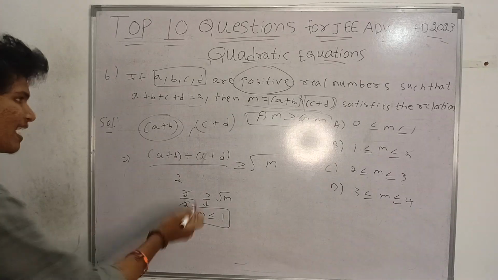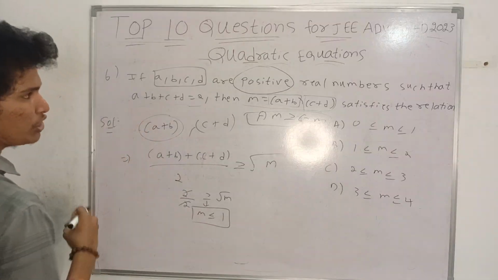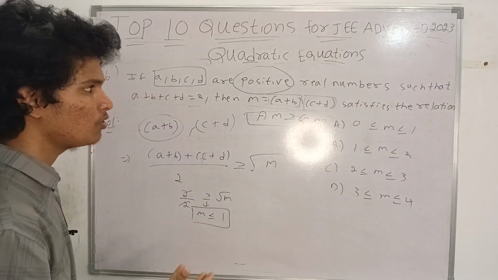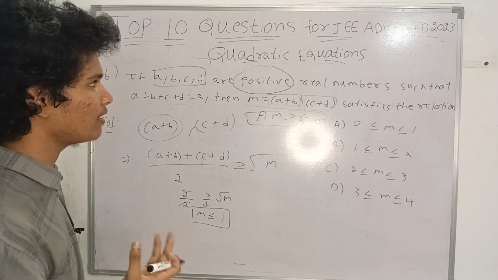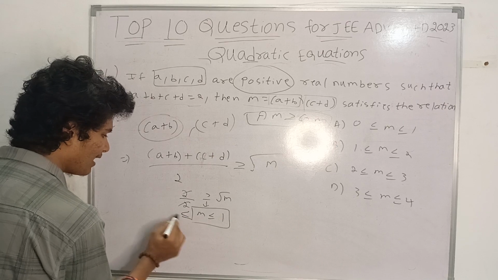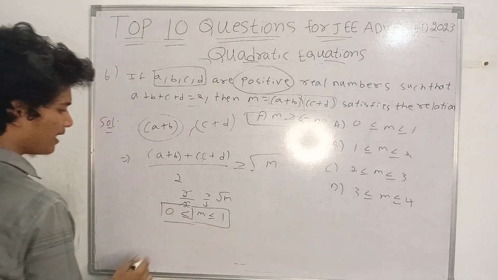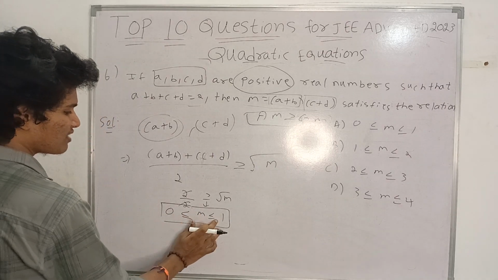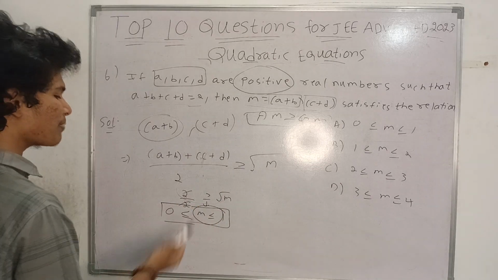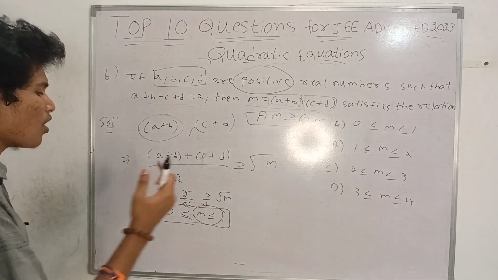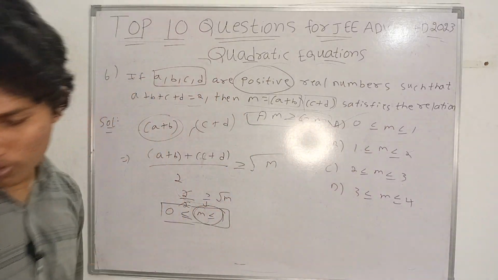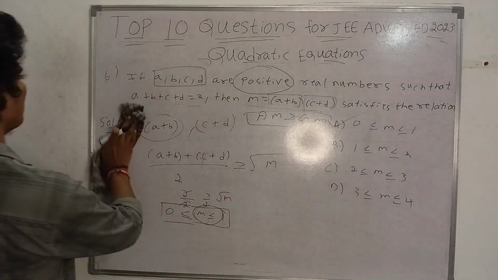And also M should not be negative. These are the positive numbers. So when the positive numbers are multiplying, this M cannot be 0. Yeah, maybe it may be 0, but it should always be greater than or equal to 0. So simply 0 less than or equal to M less than or equal to 1. This M always less than or equal to 1 we got from this equation, and also M cannot be less than 0. So simply we got the condition here. Like this you have to solve. The 6th question got completed.